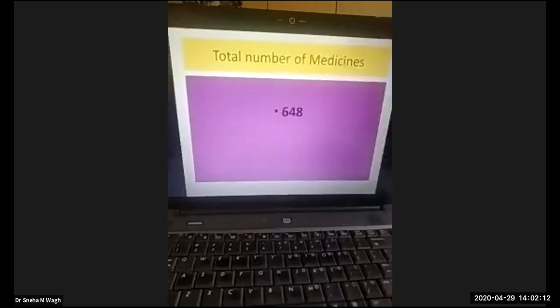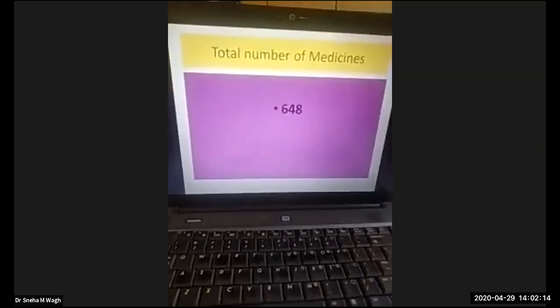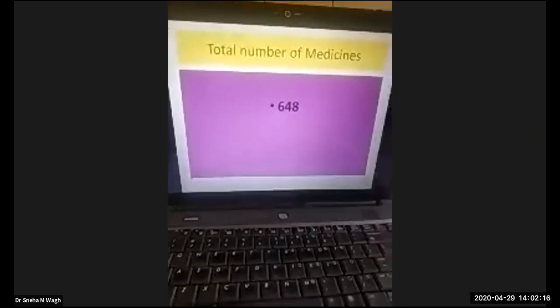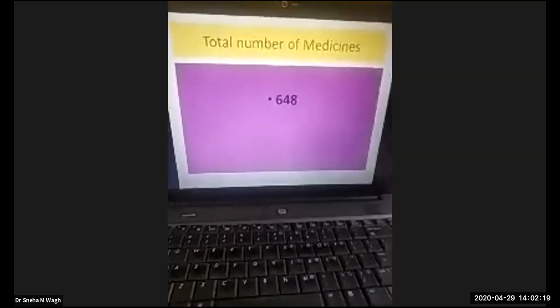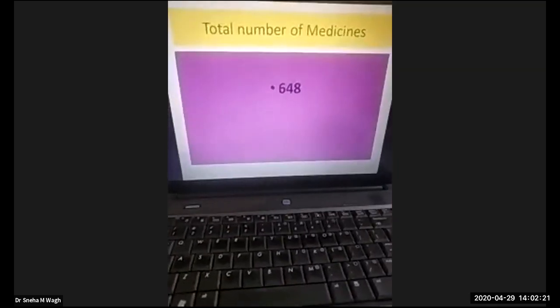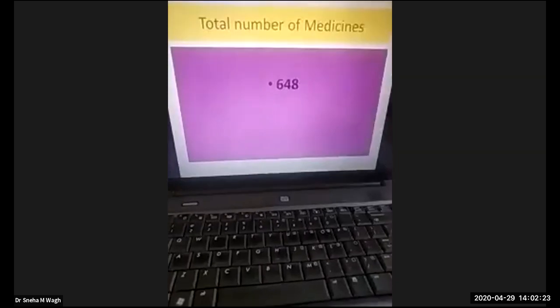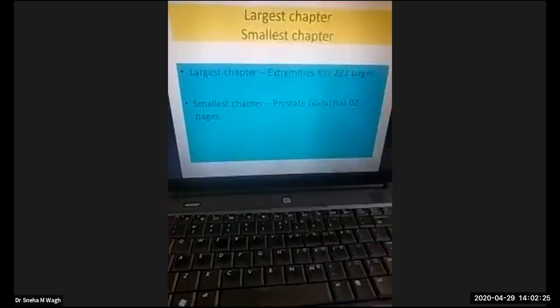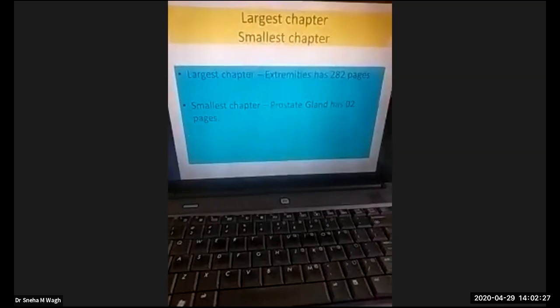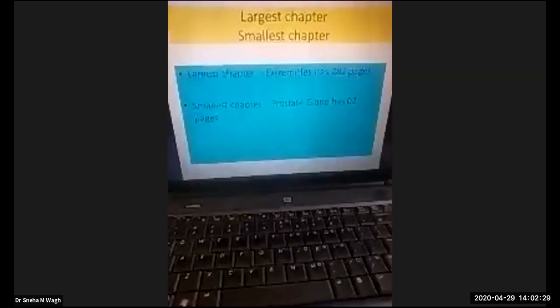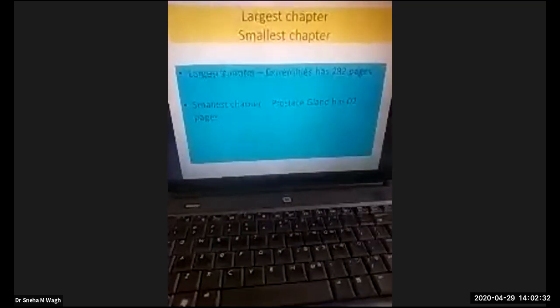So now let us find out what is the total number of medicines in Kent repertory. There are 648 medicines covered in Kent repertory. So from this whole detailed chapter study, we have found out the largest chapter and the smallest chapter.